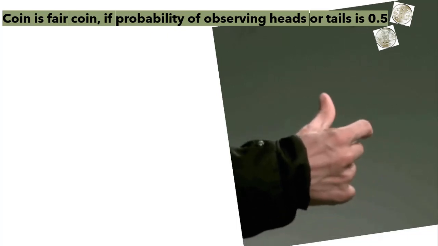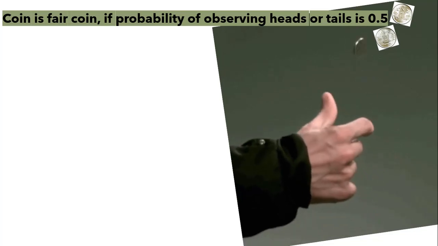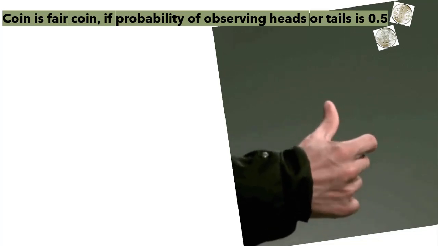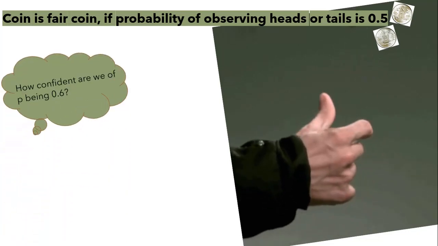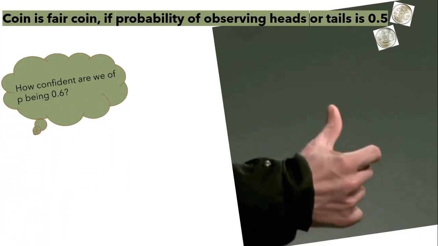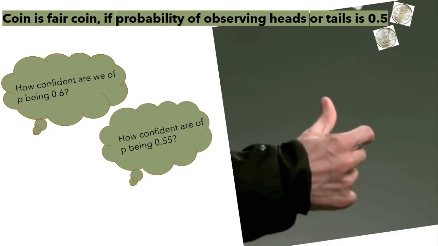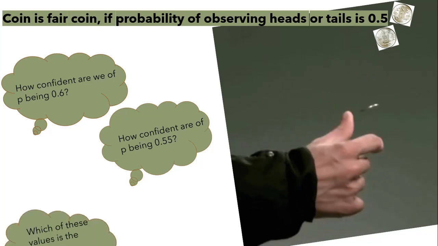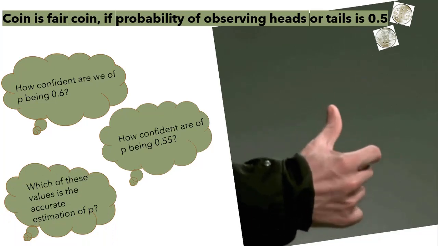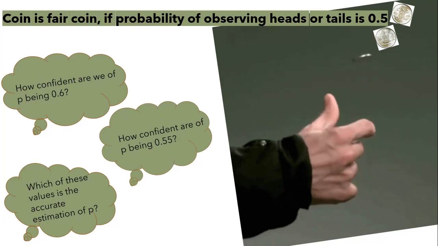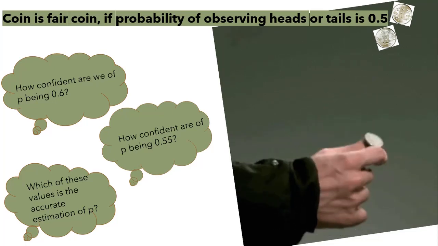So guys, now we have two values of p with us, and after this, I am sure that you must have several questions, like how much confident are we of p being 0.6? How much confident are we of p being 0.55? If we have two p values, then which of these values is the accurate estimation of p? And if we go for further experiments, will p continue to change?